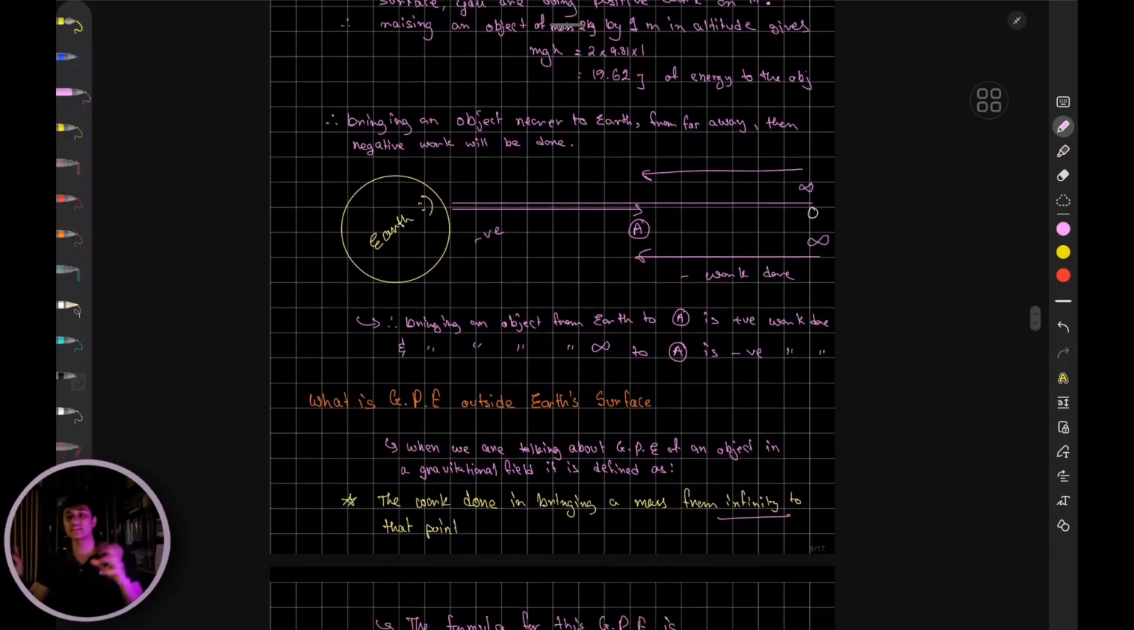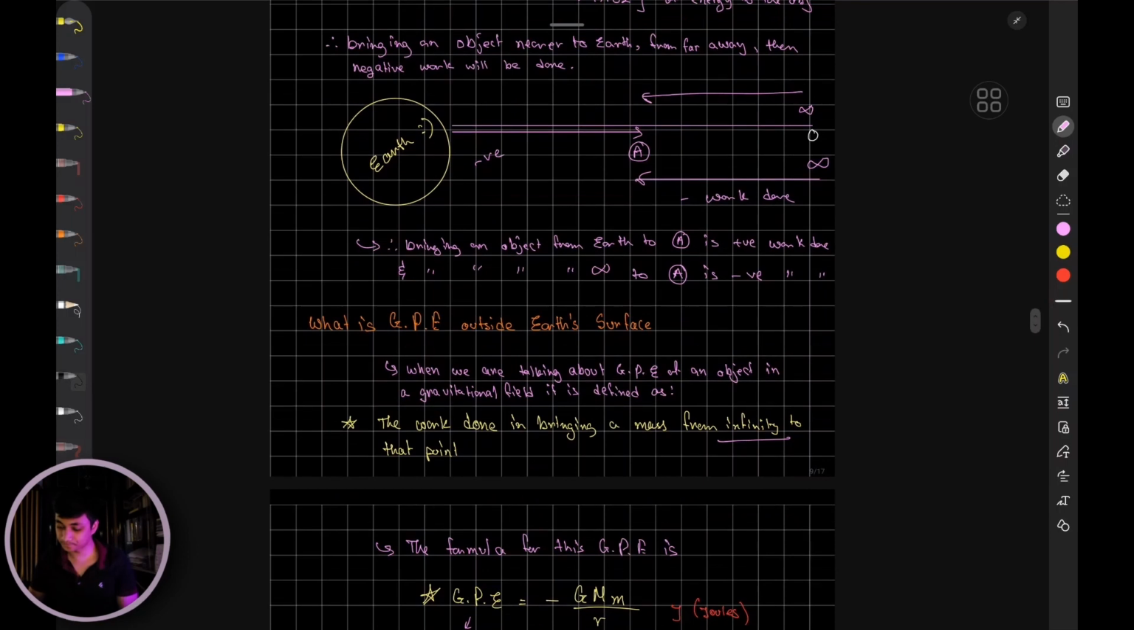Therefore, again, the definition of gravitational potential energy is the work done in bringing a mass from infinity to a defined point near the mass. From infinity to a point. Any defined point, anywhere. That is going to be your work done, and that is going to be your potential energy, right? So this is the definition.